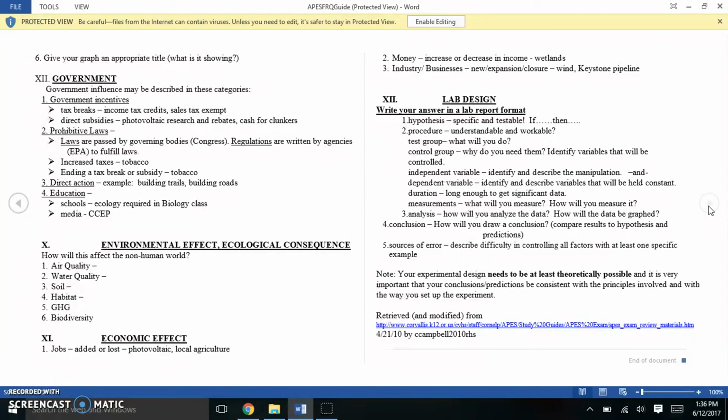Economic effect, that's another thing. Our world runs on money, jobs, industry, and we will see how all this plays into what we choose as far as economic or environmental. And then lab designs, we will talk about that and prepare for that as a test. You may read that at this time.